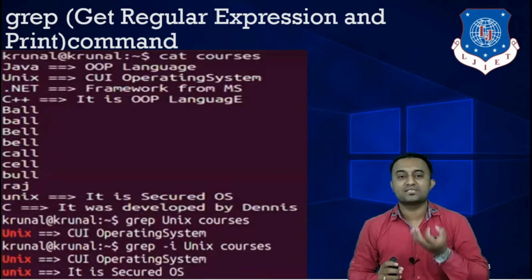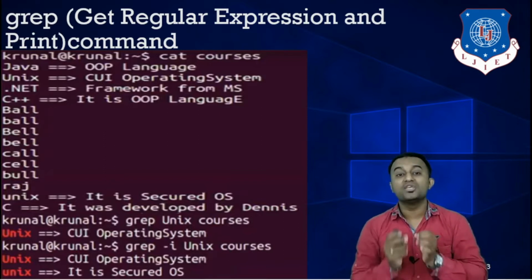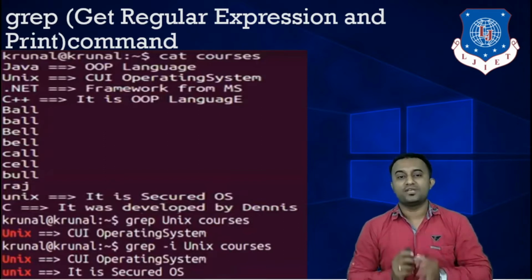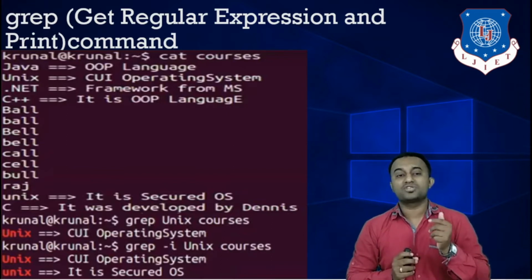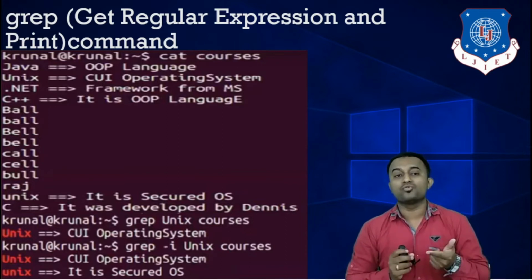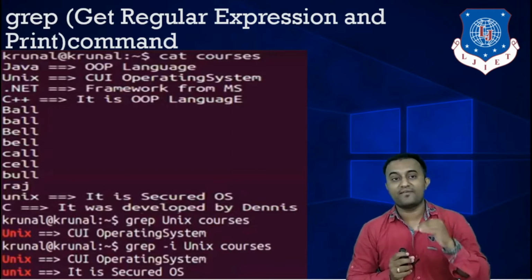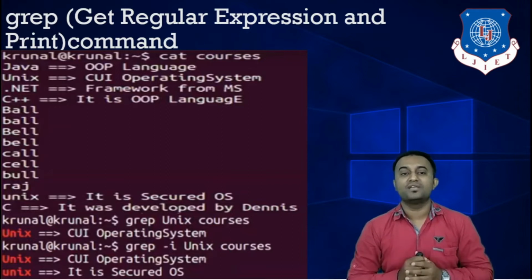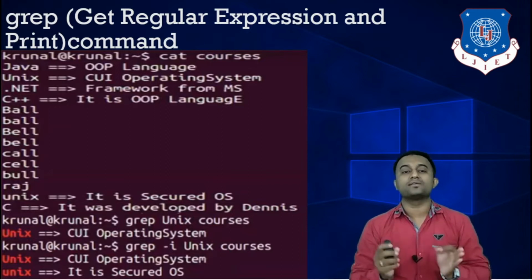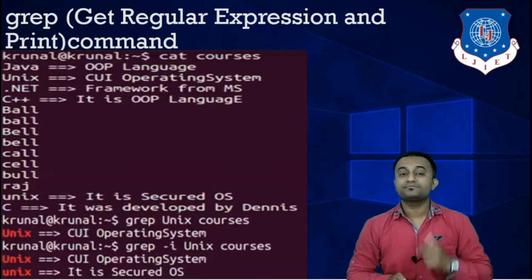So grep space -i space Unix, then courses. If you fire it like this and press enter, instead of one, it will retrieve 2 rows from the courses file. The first, which we have already discussed, the second row, will be fetched, and the second last row would be fetched too, because we have used the -i option. -i stands for ignore case. So I hope it is clear.